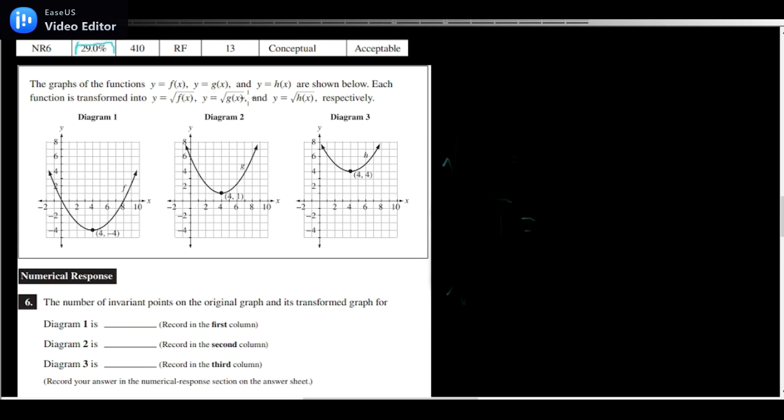of x, and y equals h of x are shown below. Each function is transformed into y equals the square root of f of x, y equals the square root of g of x, and y equals the square root of h of x. Then it asks the number of invariant points on the original graph and its transformed graph for each of the diagrams.